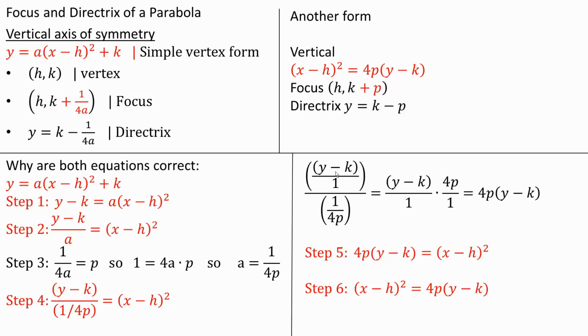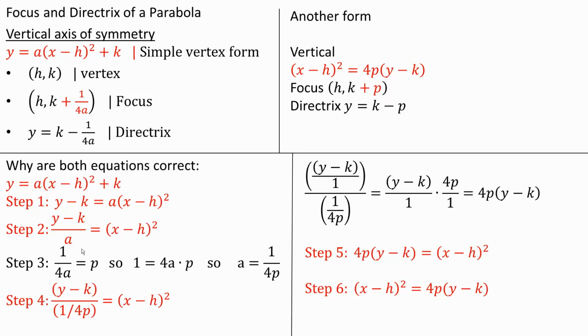So we are going to rearrange. So this right here is y minus k. You could also say y minus k divided by 1. This whole piece divided by 1 divided by 4p. And so this would equal y minus k divided by 1 times 4p divided by 1. And so we would get 4p times (y minus k). And so we can say that this piece right here, 4p times (y minus k), is equal to (x minus h) squared. And then you can rearrange and say (x minus h) squared is equal to this piece, 4p times (y minus k). And so they are equivalent.